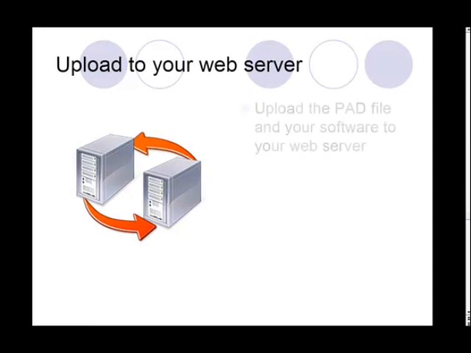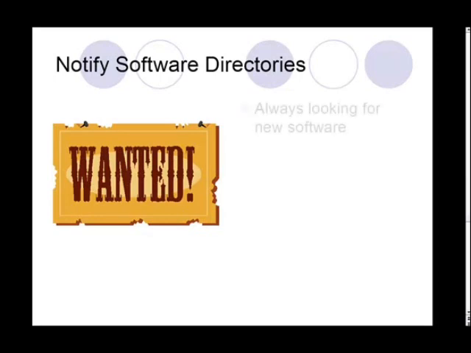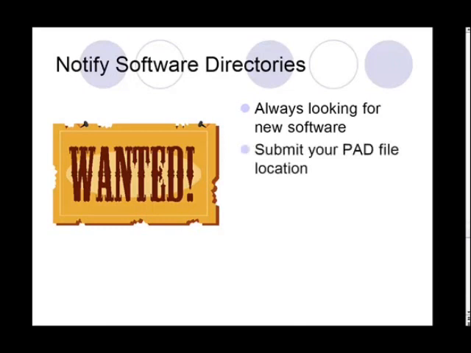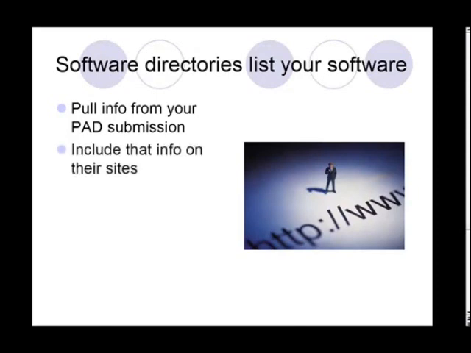So you upload those 2 things, the pad file and your software, to your web server. Once you're done with that, you notify the software directories that your pad file and your software are available. Software directories are always looking for new software. You tell them where your pad file is located, so it'll be at your web server, and then they go ahead and list your software. They pull the information that you put in your pad file, and they include that information on their websites. And when they do that, they link back to your site.